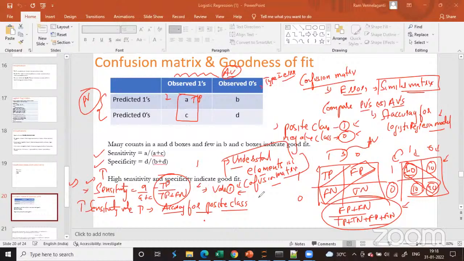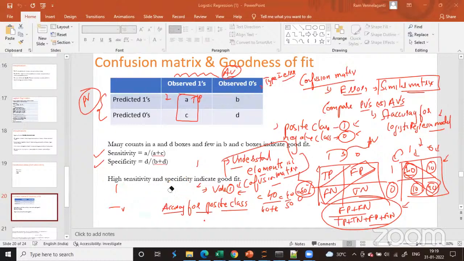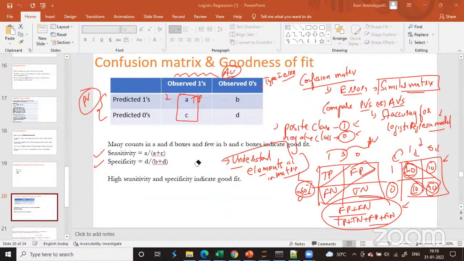So what is the sensitivity? What is the formula? 40 divided by 40 plus 10. 40 by 50, this is 80%. 80% is the accuracy with respect to your positive class. You can find out from your confusion matrix: 40 by 40 plus 10. Now, higher the sensitivity, the better is our model. That is what we can understand.